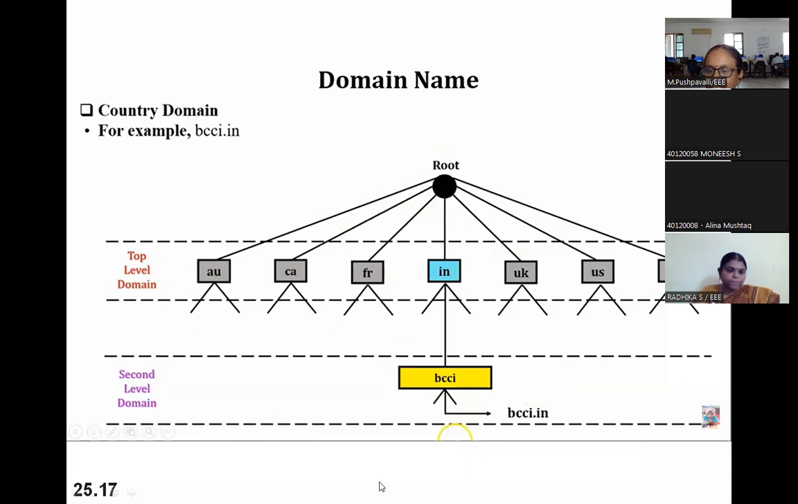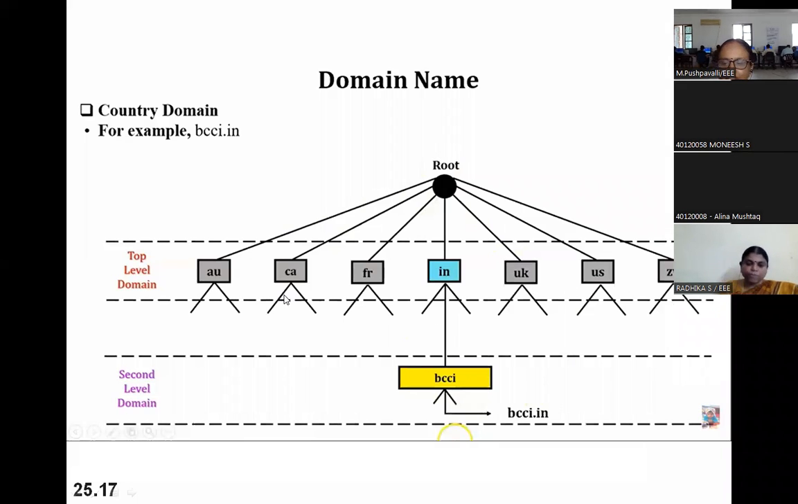Don't say bcci.in also. Yeah, I'm getting Amazon.in. Very good, Alina. Because you all know Amazon has a service all over the world. So when I want to get only the Indian site, I will use Amazon.in. Similarly, this is my root, my top level domain and my second level domain. It's clear. So Australia, Canada, France, India, UK, US, Zimbabwe, all have a 2 character country code.